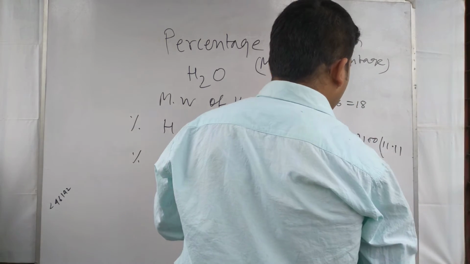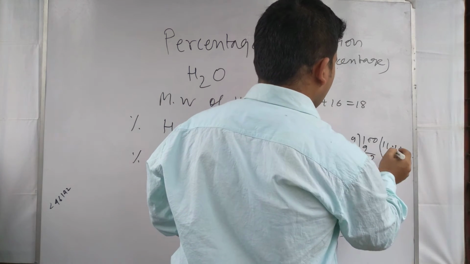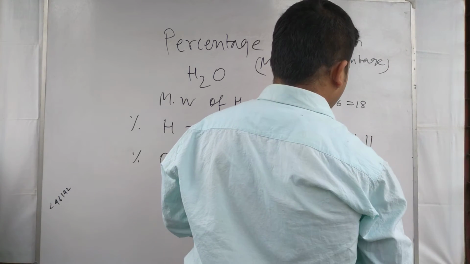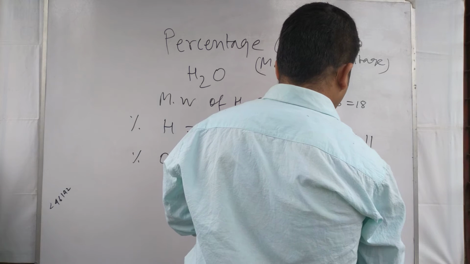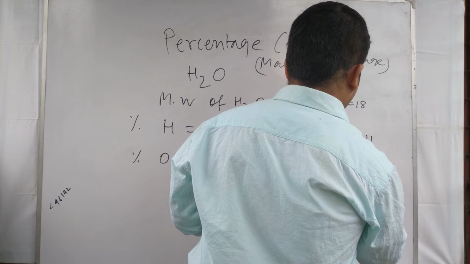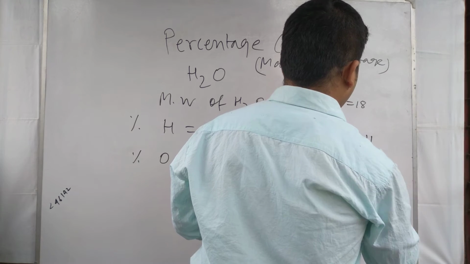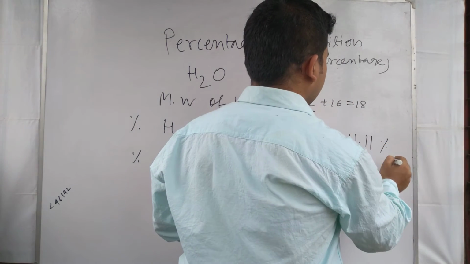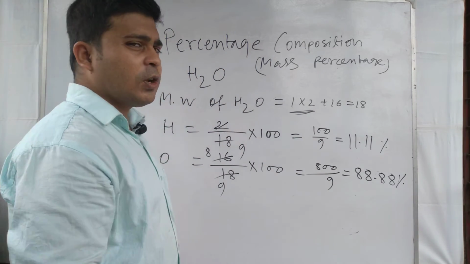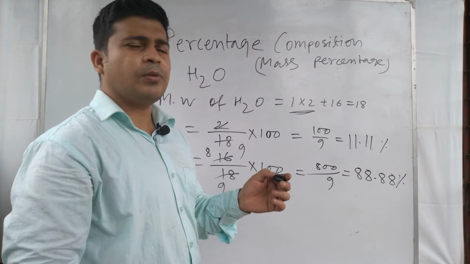Okay, so we got our percentage. Hydrogen is present 11.11%, and oxygen is present 88.88%. These are the percentages of hydrogen and oxygen in water. In this way we can calculate the percentage composition of any other substance.